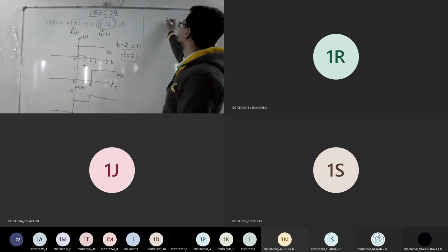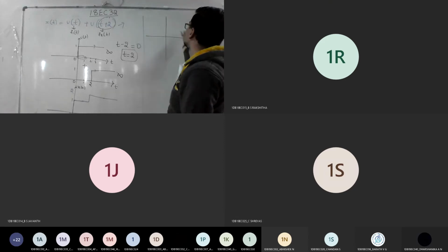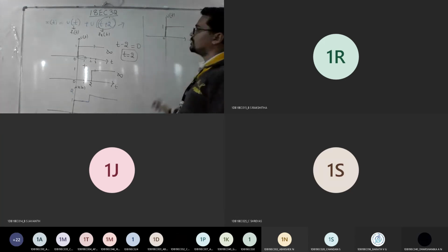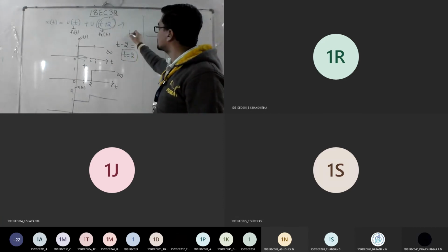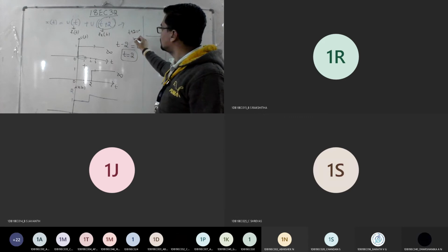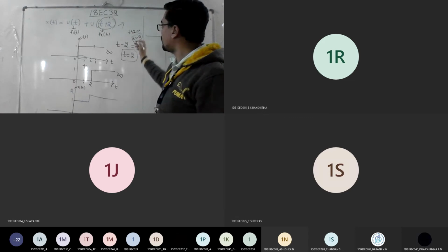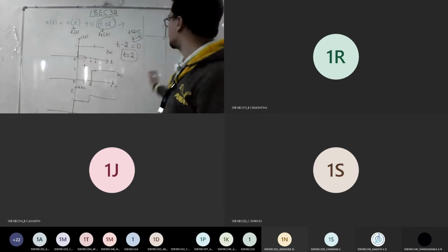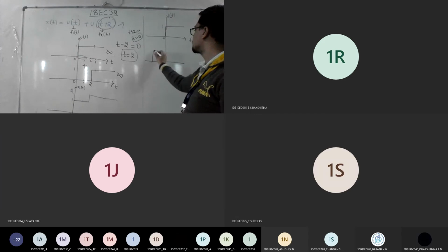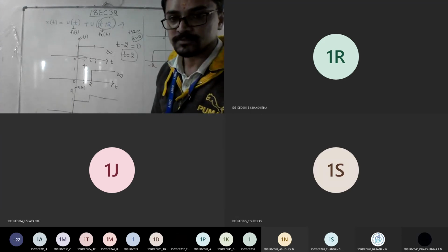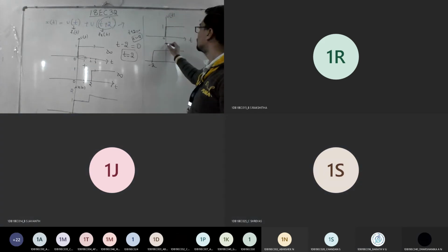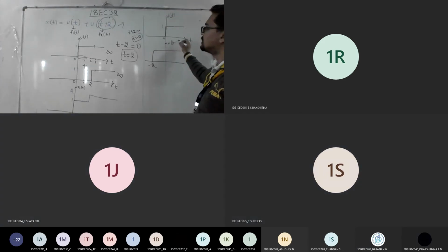Done. So u of t is like this. Okay. Then you need to plot u of t plus 2. What is the meaning of t plus 2? I told you just now. If t plus 2 equals 0, it starts at minus 2. So the waveform will move towards minus 2. Agree? So how to plot this now? Is it like this? Yes or no? Yes, sir. So this is your u of t plus 2.